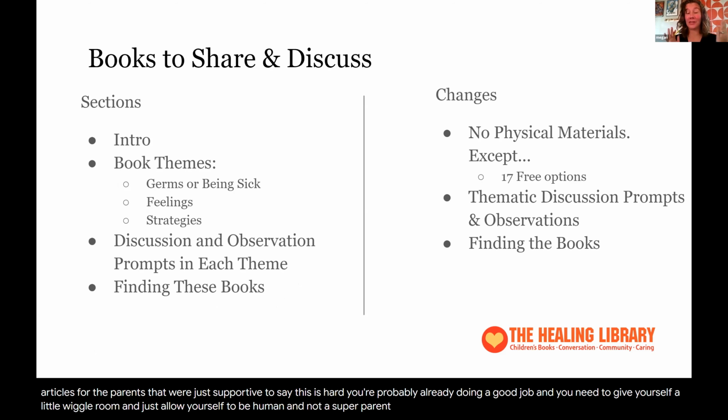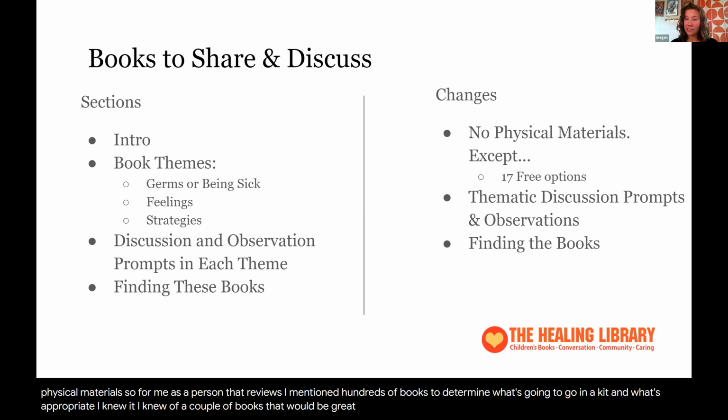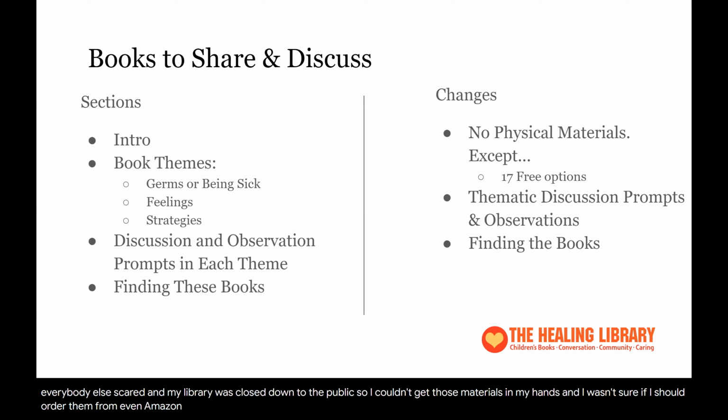As far as books to share and discuss, the big change was I didn't have any physical materials. So for me, as a person that reviews, I mentioned, hundreds of books to determine what's going to go in a kit and what's appropriate, I knew of a couple of books that would be great that are physical materials, but I also knew that I couldn't get them. I was like everybody else, scared, and my library was closed down to the public, so I couldn't get those materials in my hands, and I wasn't sure if I should order them even from Amazon to review. And so I was like, well, I cannot write a page-by-page discussion guide any longer.